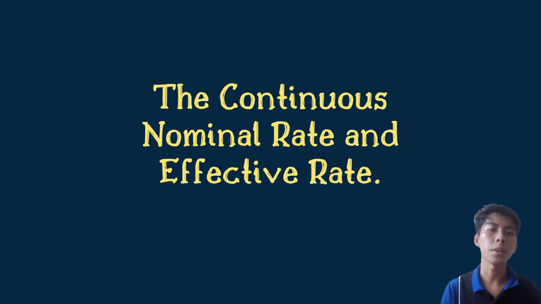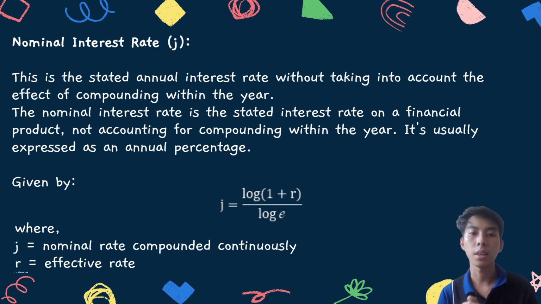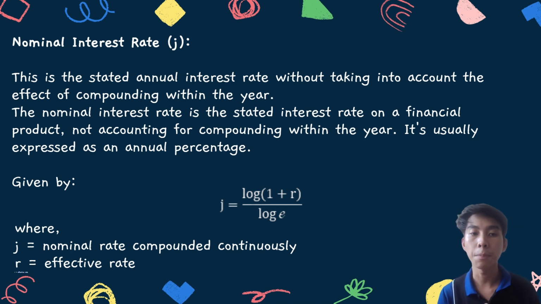What is the nominal interest rate? The nominal interest rate, or the continuous interest rate, is the stated annual interest rate without taking into account the effect of compounding within the year. The nominal interest rate is the stated interest rate on a financial product, not accounting for the compounding within the year. It is usually expressed as an annual percentage.